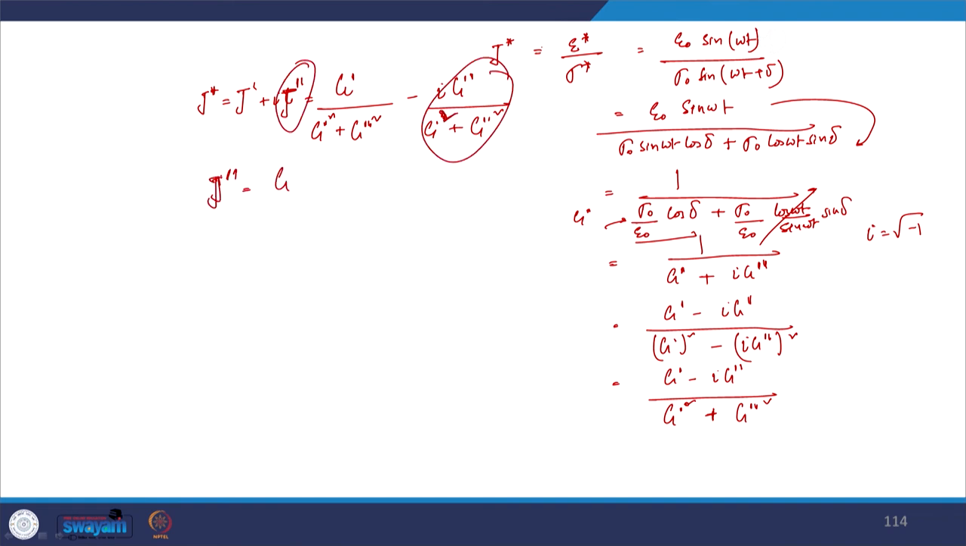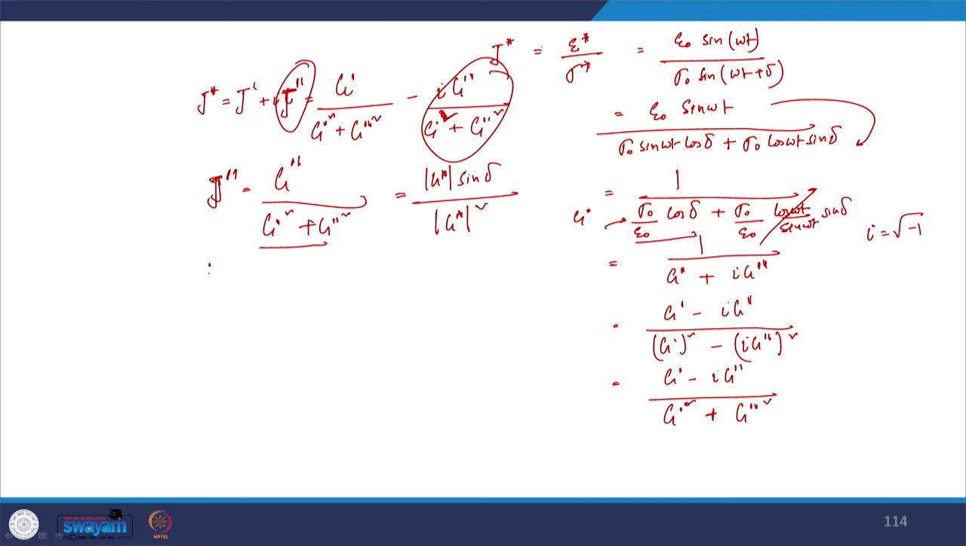All right. So J double prime is actually equal to G double prime divided by G dash square plus G double dash square. This can be written as, because G double prime is G star sine delta, we know that, and this is nothing but mod of G whole square, okay, because mod of G is under root of G prime square plus G double prime square.